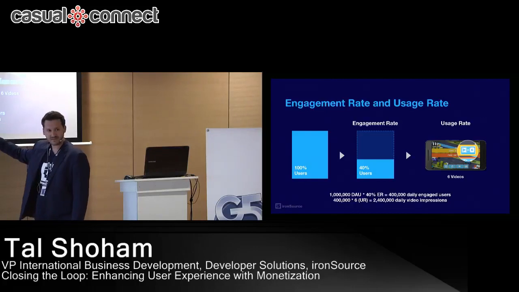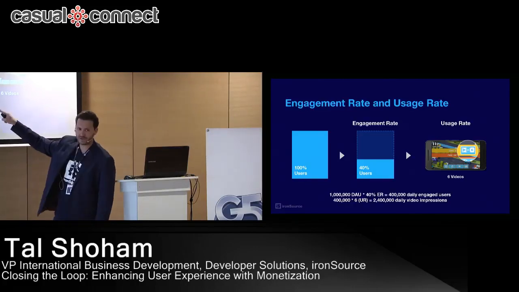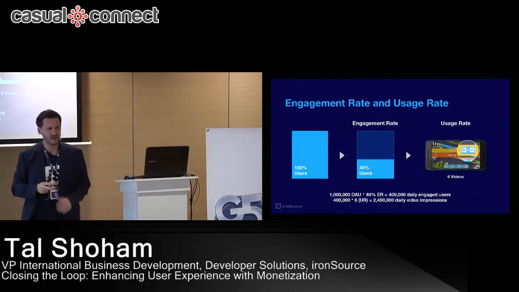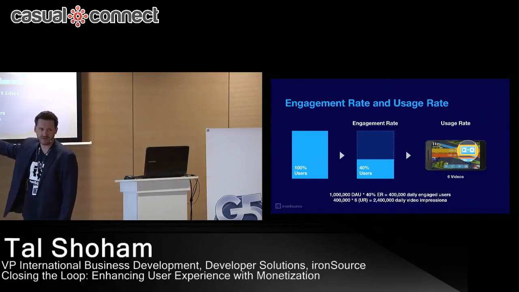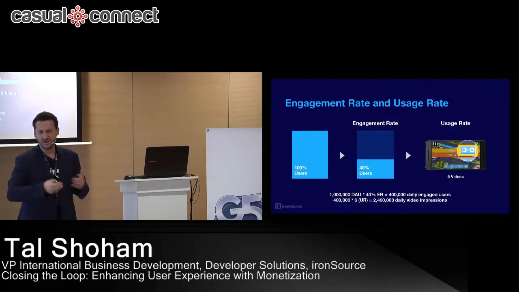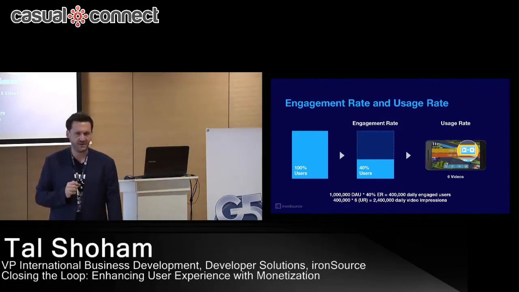Why? Because I took in this example a usage rate of 6. So out of those 40% of engaged users, they're watching an average of 6 videos a day, which comes up to 2.4 million impressions per day. Now, I don't know how much money that's going to make, because maybe all your impressions are from tier 3 countries, or from tier 2, tier 1, I don't know, just for the example.